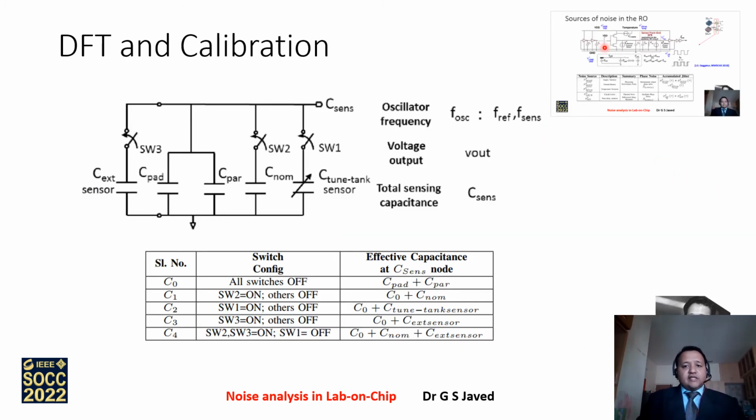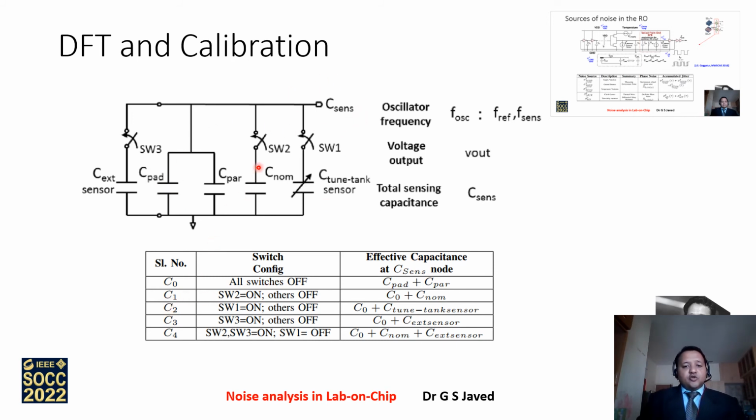After the sources of noise, we find out what the methods of design for testing and the calibration introduced into the system are. Since there are many variables that can impact the noise, various switches are present to explain the same. If you look at C0, where all the switches are off, the effective capacitance that you see is only the parasitic capacitance C par and the pad capacitance C tab for the C sense node.